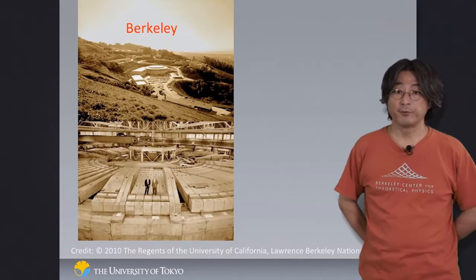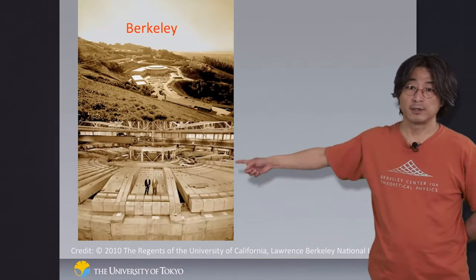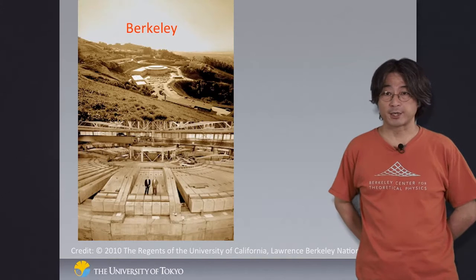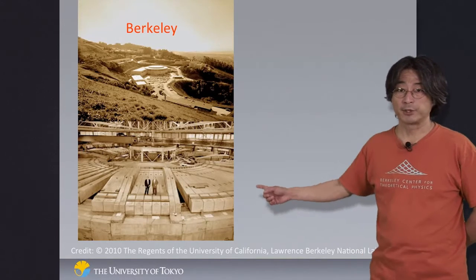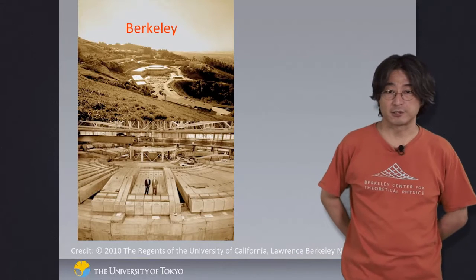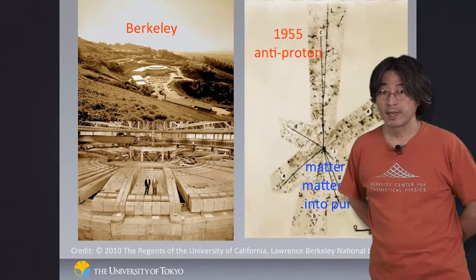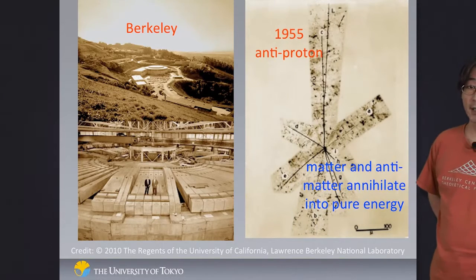And the first example, antiproton, was produced in Berkeley on a hill, and this place is called Lawrence Berkeley National Laboratory. They built a much bigger particle accelerator, the biggest in those days. It still looks small now, but it was the biggest at that time. And this picture shows the creation of an antiproton.